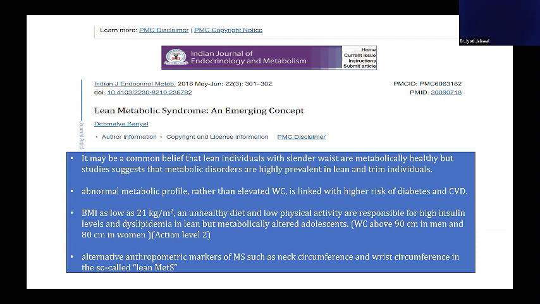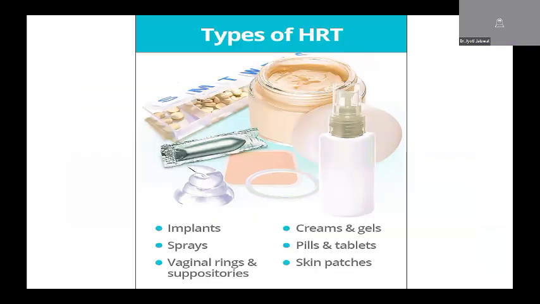A waist circumference of more than 90 centimeter in men and 80 centimeter in women should go for action level 2, and alternative anthropometric markers, not only the waist circumference, but the neck circumference and wrist circumferences also should be taken into consideration for lean patients with metabolic syndrome. So this new paper I have gone through, and wanted to add this.